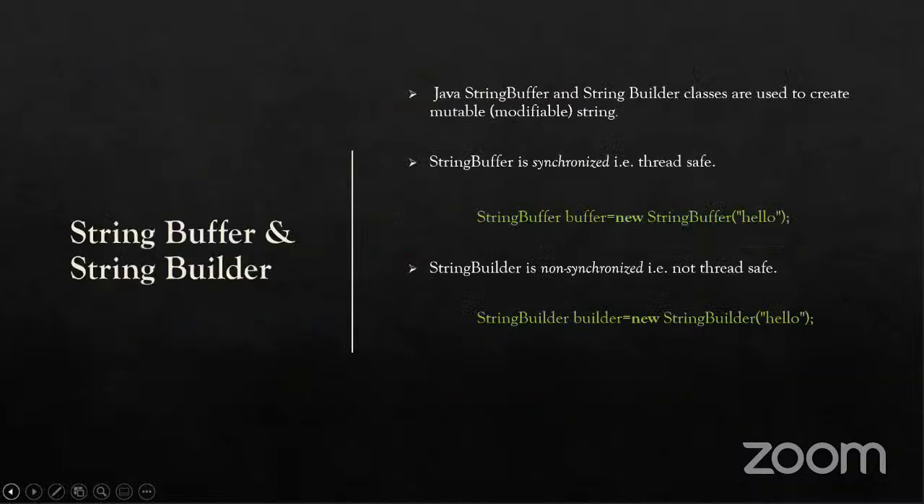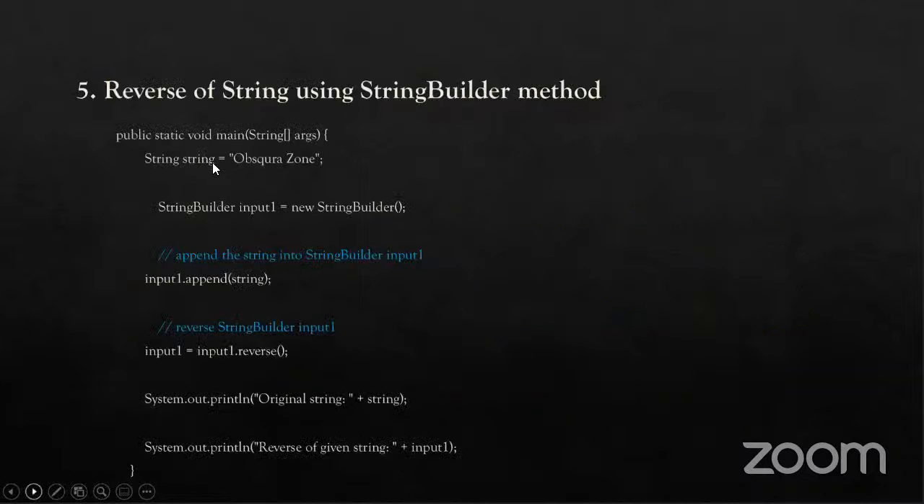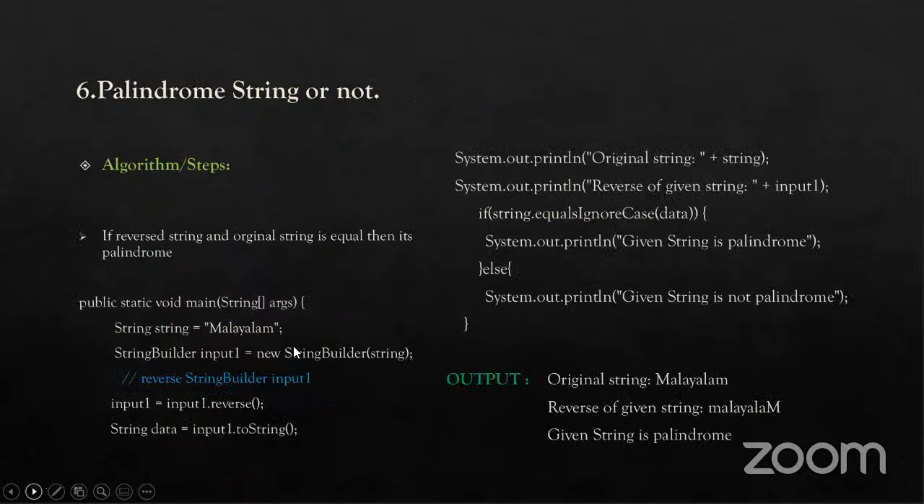So for passing a string to a StringBuilder, we can do it in both ways. Either we can append it, or we can pass it as a parameter of the StringBuilder constructor. So that's it. Here we are storing Malayalam into input1, and I am reversing it using the input1.reverse method.